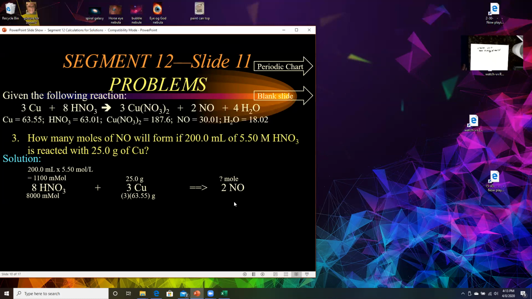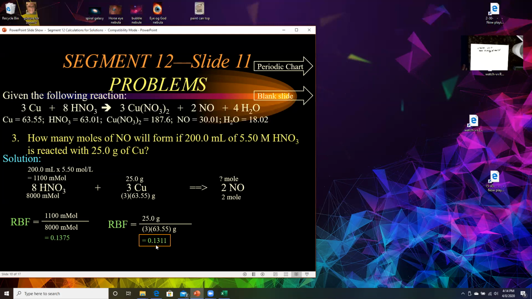We want to know how many moles of NO is going to form. The equation is showing 2 moles. So let's do our 2 rebalancing factors. 1,100 divided by 8,000 is one of them. That's 0.1375. 25 divided by 3 times 63.55, that one is 0.1311. Now I compare these two, and this one is the smaller of the two.